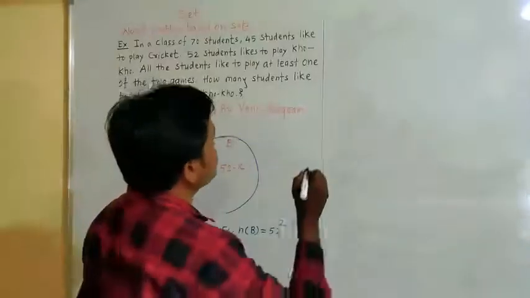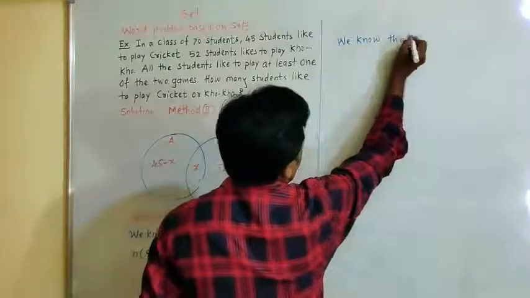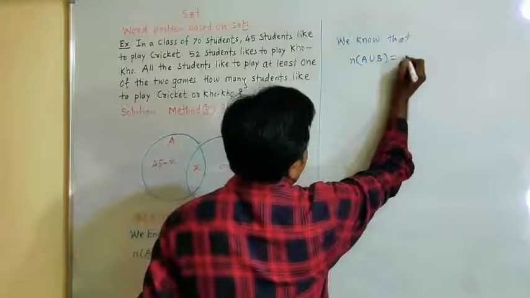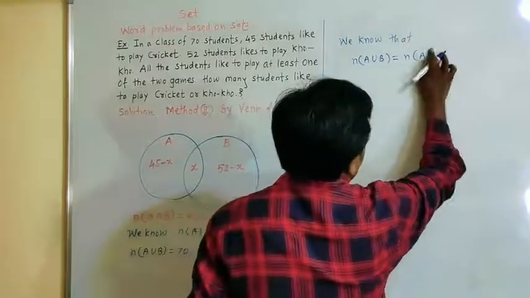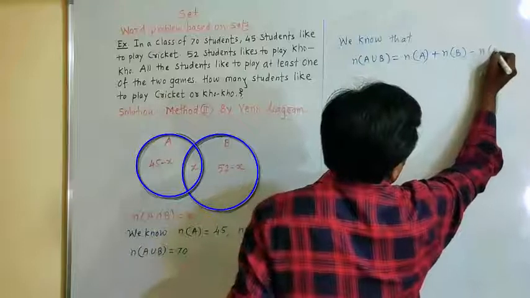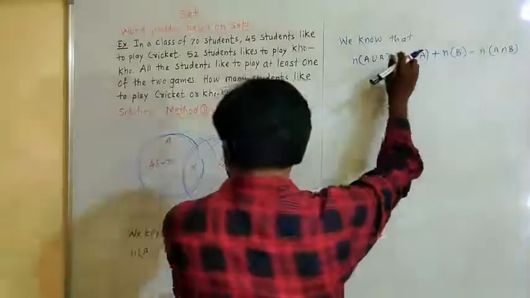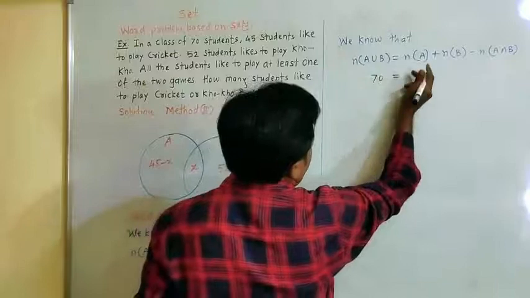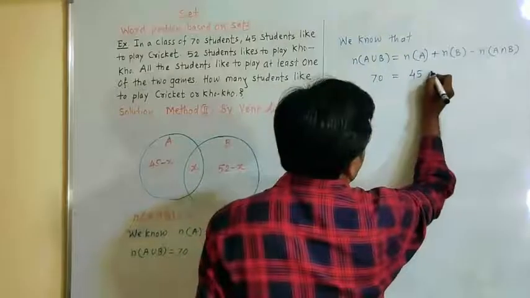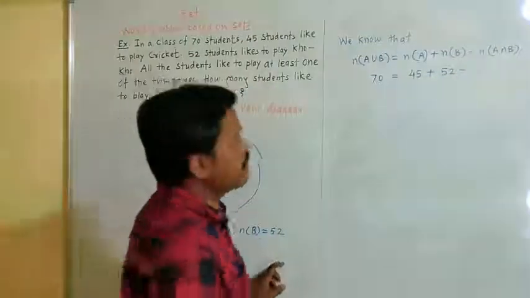So we calculate this here X. How is it? Look here, we know one formula: n of A union B is equal to n of A plus n of B minus n of A intersection B. So put the values. n of A union B, that is 70. n of A, that is 45, plus n of B, that is 52, minus n of A intersection B, that is X.